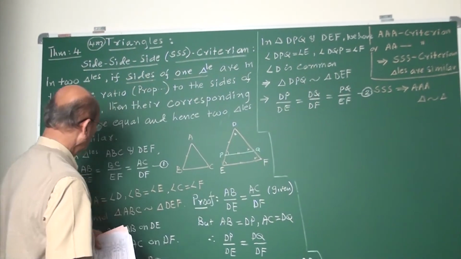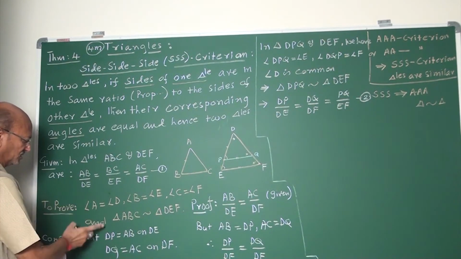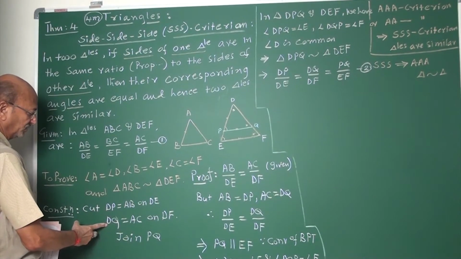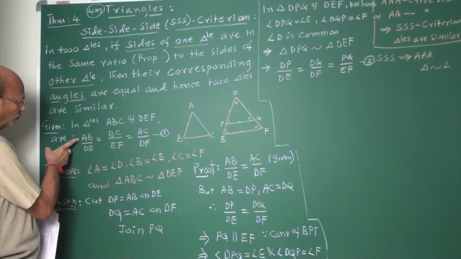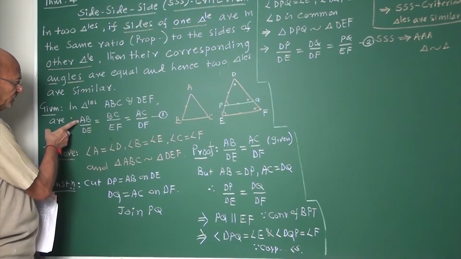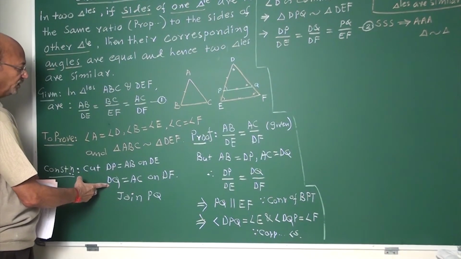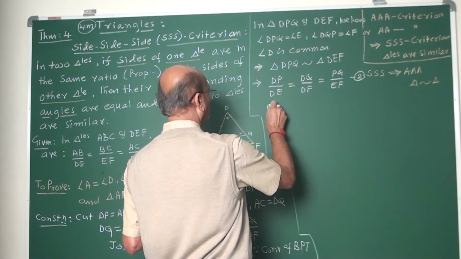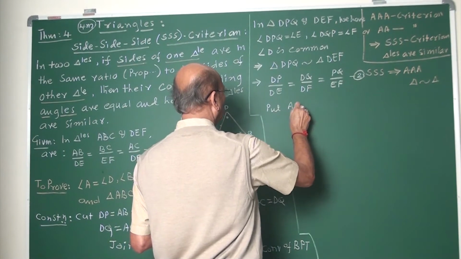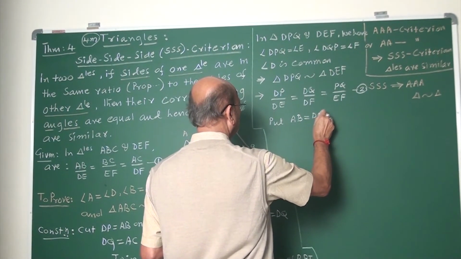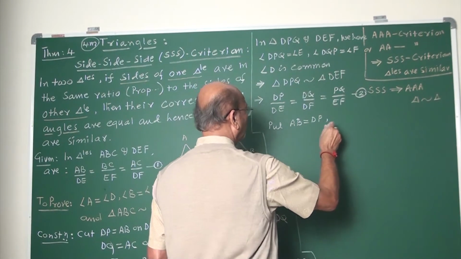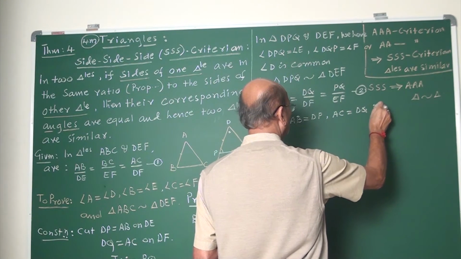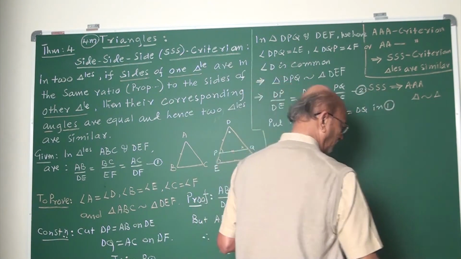Yes, my friends. What is AB by construction? DP. What is AC by construction? DQ. Therefore, my friends, you put AB equal to DP, AC equal to DQ in equation one.